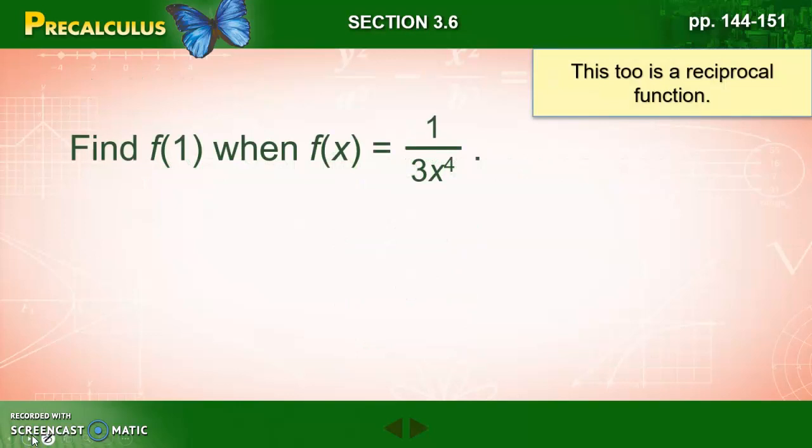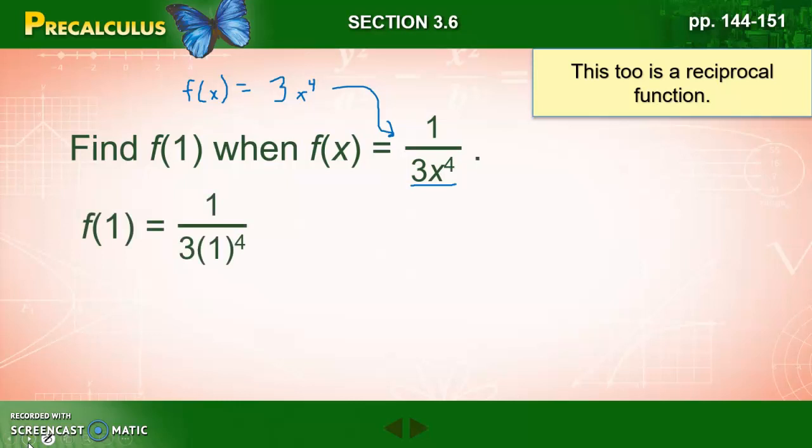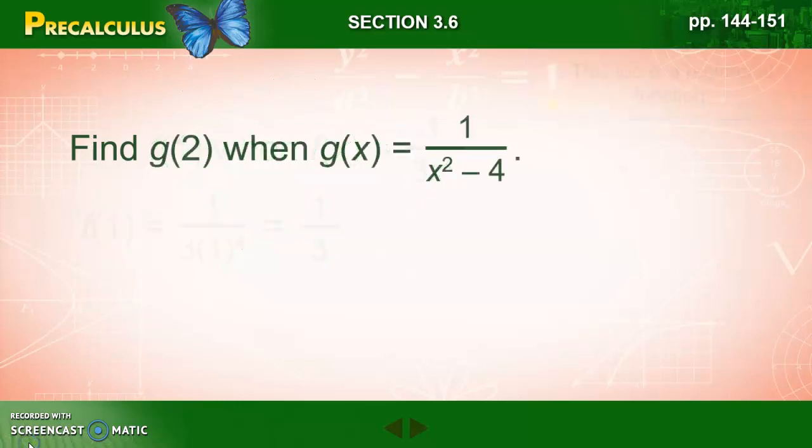So let's find f of 1 when f of x equals 1 over 3x to the 4th. This is a reciprocal function. So our f of x would just be, maybe our original function was 3x to the 4th. Okay, and our reciprocal function, which you see here, is 1 over 3x to the 4th. We need to be careful that we don't choose any values of x that are going to make this an undefined function. Let's go ahead and evaluate for f of 1. So in this reciprocal function, when we plug in 1, we get 1/3.